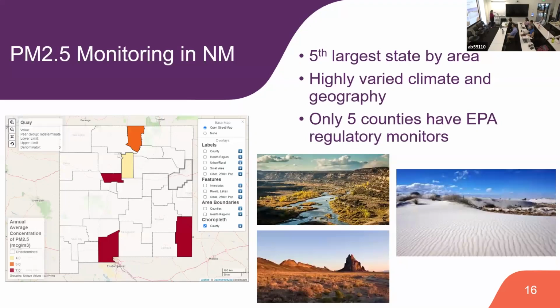And then you can see the five counties that are in color are the only counties in the state that actually have EPA air monitors. That does cover the bulk of the population, but you can see it does not cover anywhere near the bulk of the area.